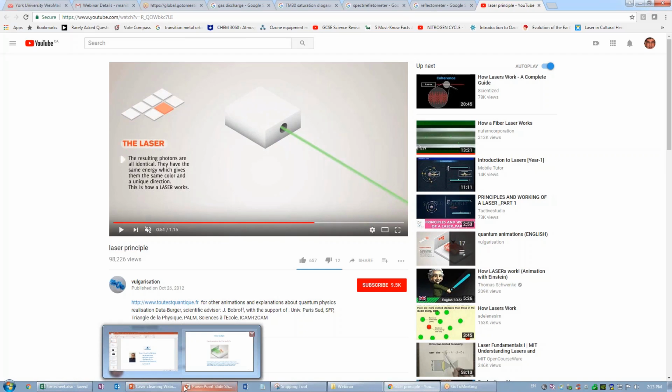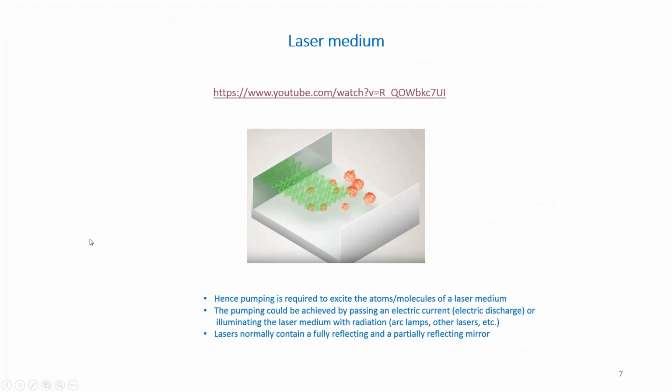So going back to this, in order to get the stimulated emissions, the atoms should be excited, so you need to pump these atoms. This pumping of the laser medium could be done optically, maybe you can shine some other laser onto it, or an arc lamp or something like that to optically excite them, or it could be done electronically. You could pass a discharge, an electric current through the laser medium, say if it is a gas, and excite the atoms.